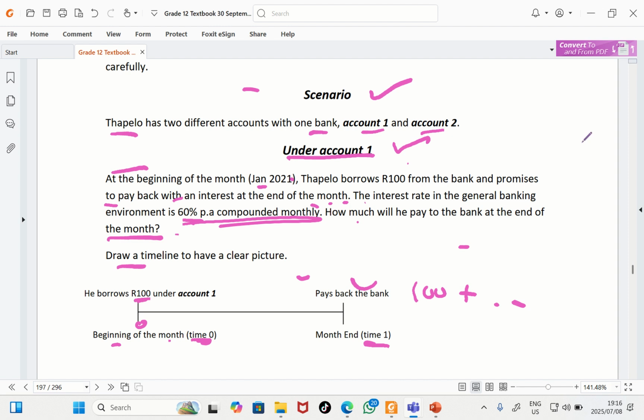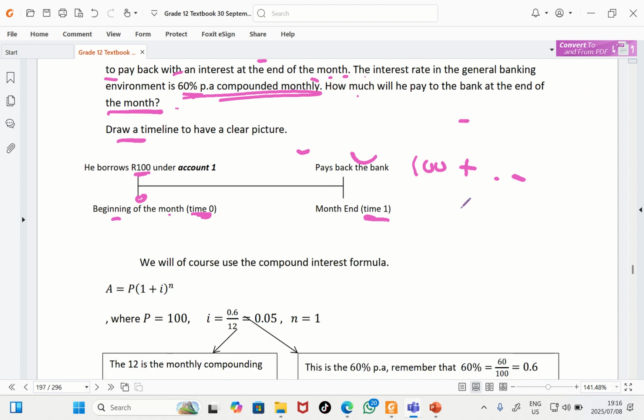Yes, okay, let's push on. We will then use our classical formula A equals P times (1 plus i) to the power n. Some of you might be confused, like, why is he using the investment formula if we're dealing with a loan? Look at it this way. This is super fundamentally important.